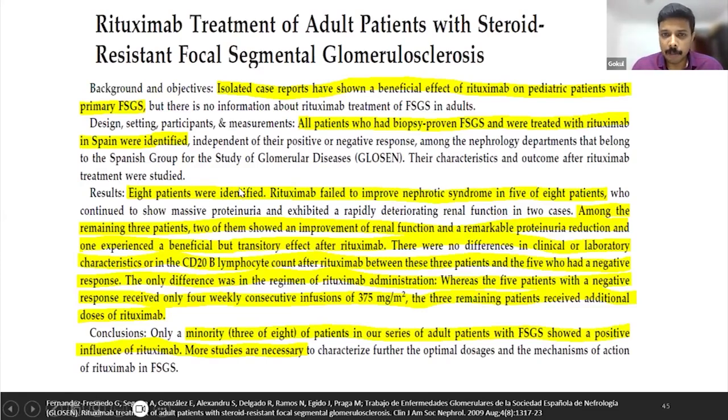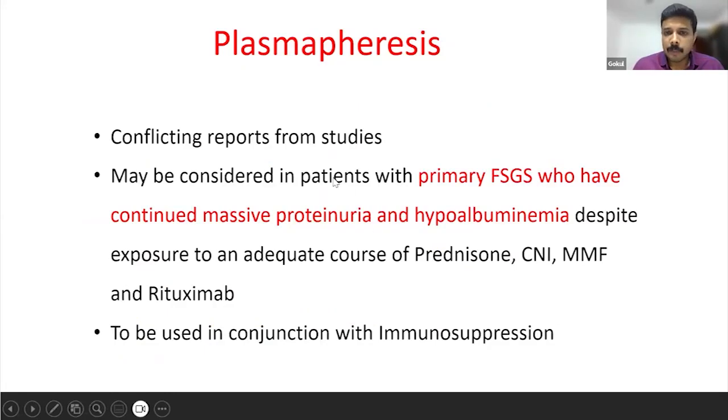So this was the trial of rituximab in adult patients with steroid-resistant nephrotic syndrome. As told, in steroid resistance the results were not good. Only a minority of patients showed a positive influence of rituximab. So these are some of the other options which may be tried.